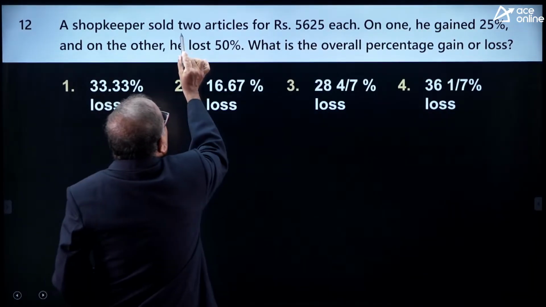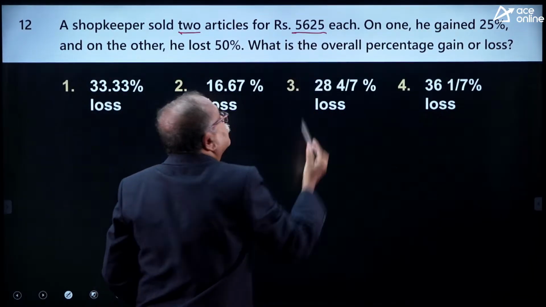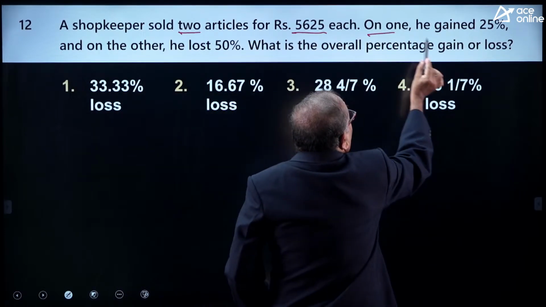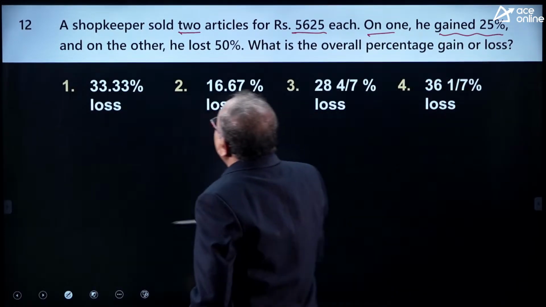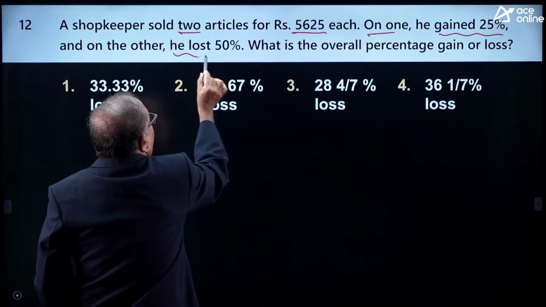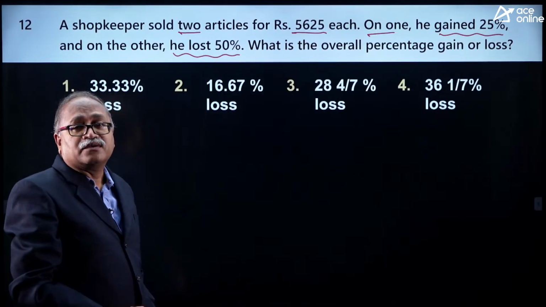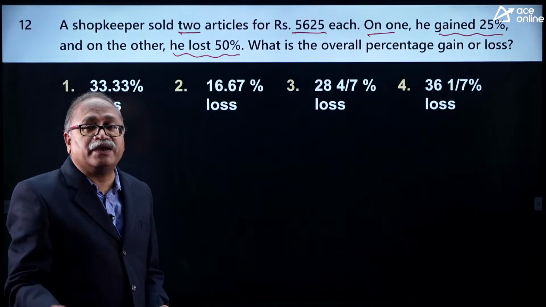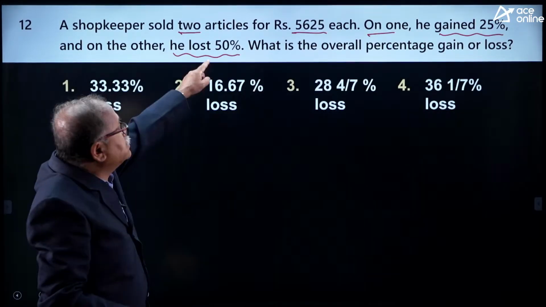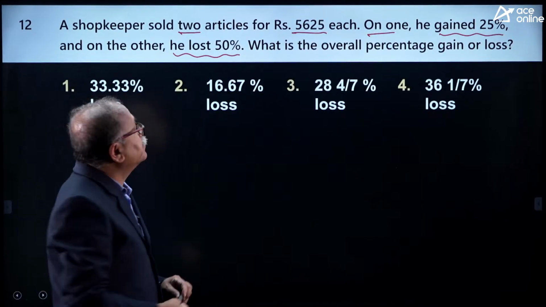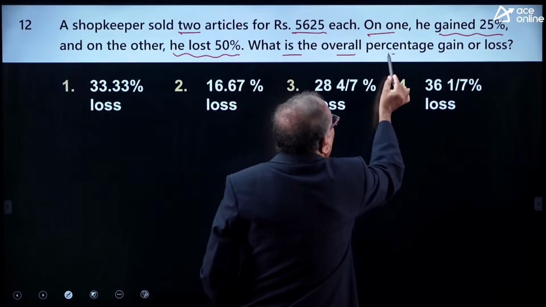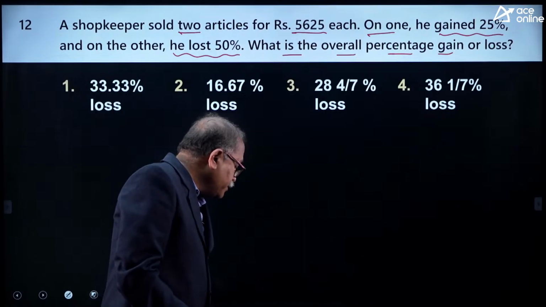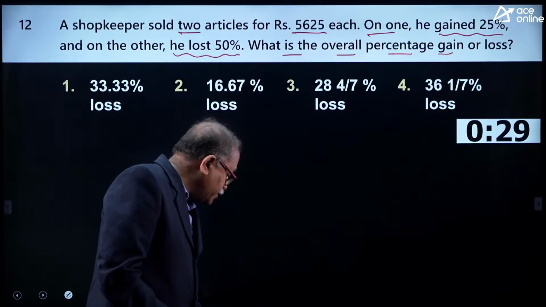Now, a shopkeeper sold 2 articles for rupees 5,625. On one, he gains 25%, and on another, he lost 50%. Here the percentage is not the same. We can't use the x square by 100 because the gain is 25%, whereas the loss is 50%. So, what is the overall percentage profit or loss? Think of it, my dear friend. After 30 seconds, I will explain it.